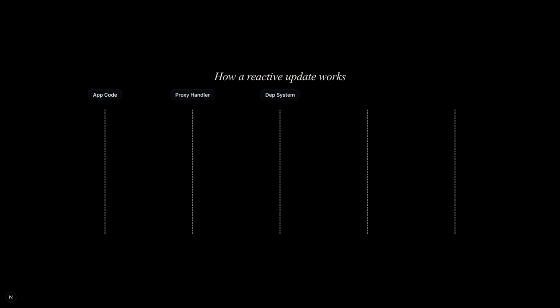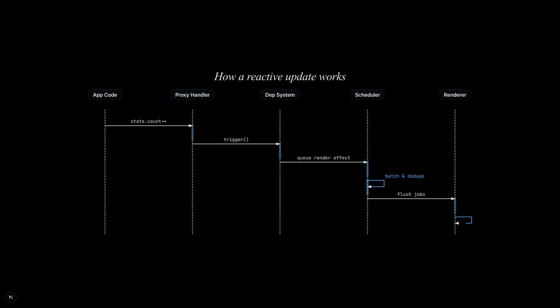Let's trace a state change. You increment a counter. The proxy intercepts the assignment and calls trigger. The dep system notifies subscribed effects. The scheduler batches those jobs, deduplicates by component ID, then flushes the queue in the next microtask. Finally, the renderer diffs vnodes and applies minimal DOM updates.